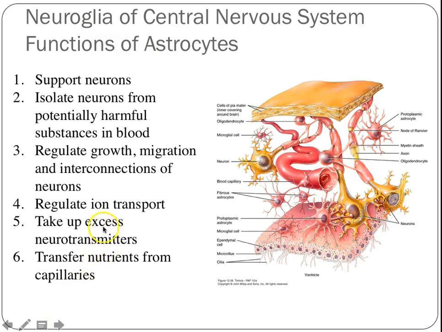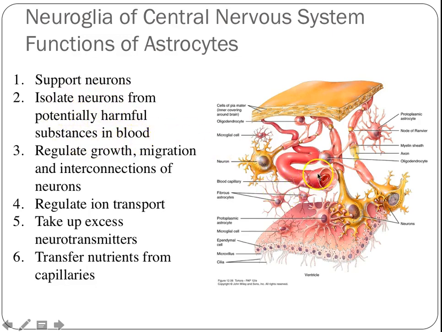So let's talk about astrocytes first. You can see here, these are fibrous astrocytes. Right here, here's a protoplasmic astrocyte, just a slightly different shape to it. But one of the things you'll notice is that it has an appendage touching that blood vessel, and then it's also going to be touching the neuron in some way, right? So what this is going to do is it's going to support the neuron, but the other thing it's doing is it's isolating the neuron from harmful substances in the blood.